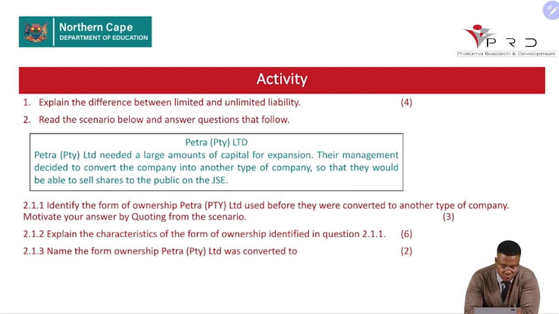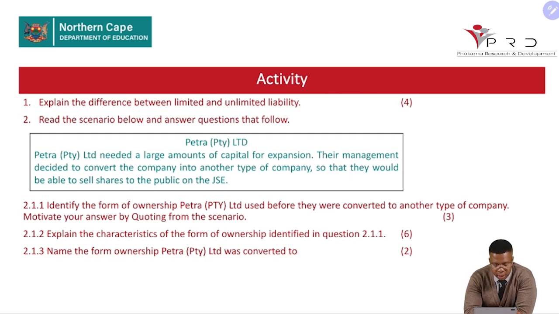We have 1, 2, 2.1.1, 2.1.2, and 2.1.3. The first one says explain the difference between limited and unlimited liability. Then 2 has a scenario and an instruction which says now read the scenario below and answer questions that follow.